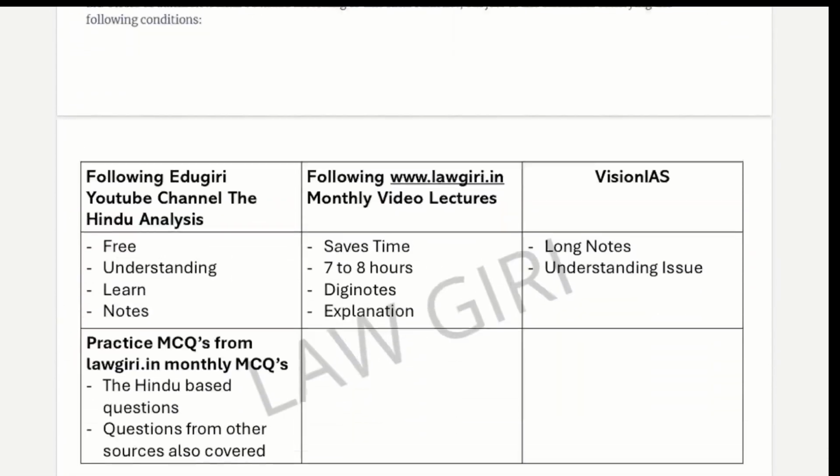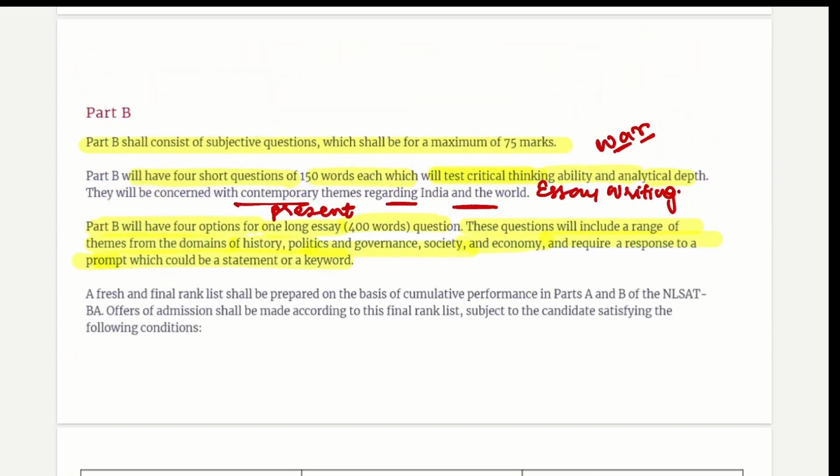Okay, then we have part B. For part B, you have to go through current affairs. The duration of current affairs that you need to cover for this is from June 2025 till April 2026.